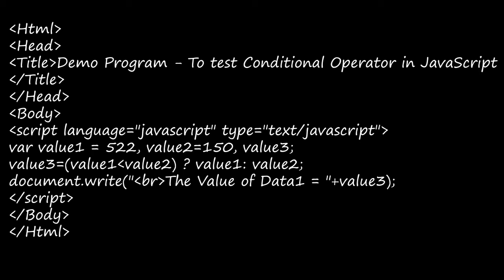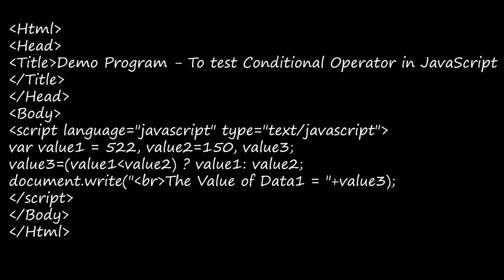And we have declared values for the variables value 1 and value 2, okay? That means with VAR, we are declaring that value 1, value 2, value 3 are variables, okay? Since here we are using equal to, 522 will be assigned to value 1, 150 will be assigned to value 2, and value 3 is declared as a variable, but we have not assigned any value to value 3, right? And now we are going to assign the value for value 3. Value 3 is equal to value 1 less than value 2 question mark value 1 colon value 2 semicolon.